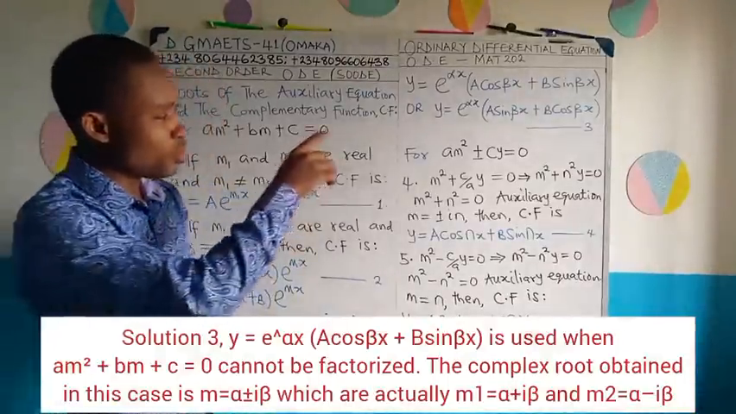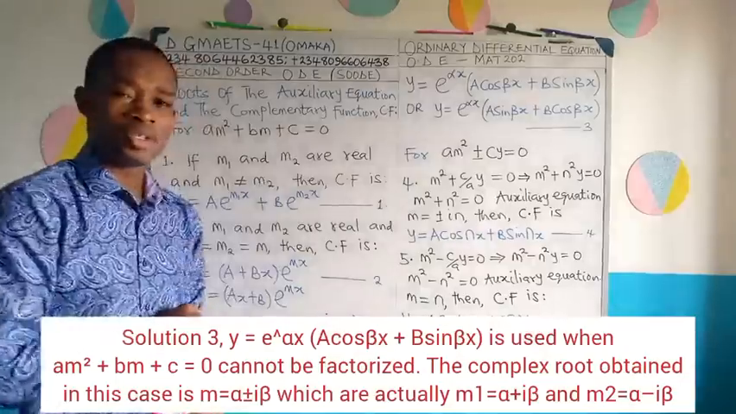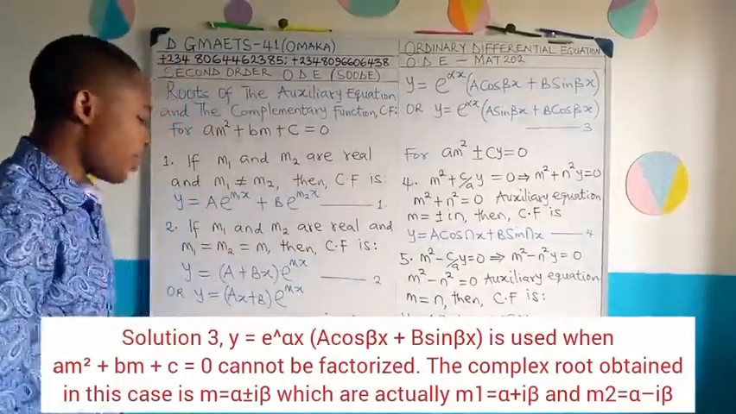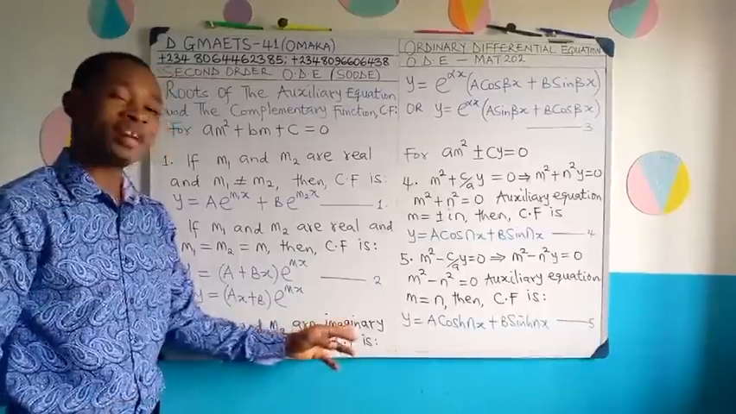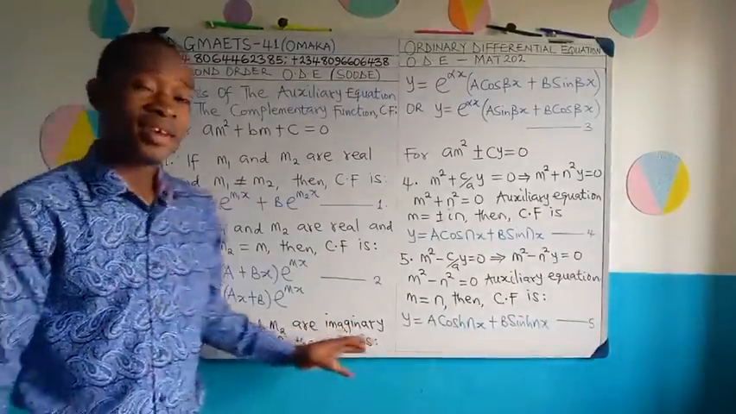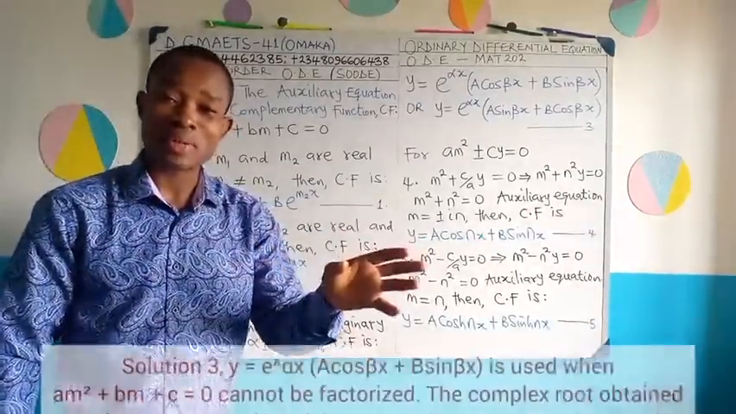And in what case do we use this solution number 3, this complementary function? It happens when m1 and m2, that's the root of the equation, are imaginary roots. Is that okay? You know what we refer to as imaginary number, right?